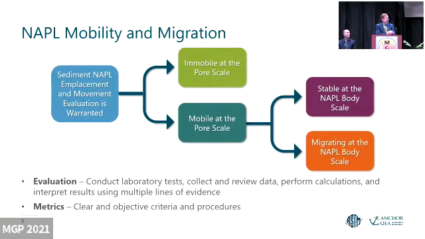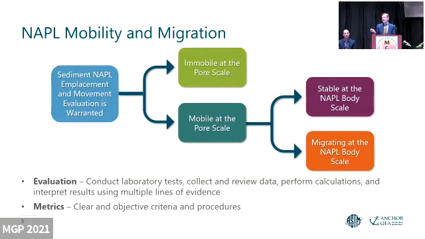Another possibility is that the NAPL is mobile at the pore scale. And in that case, that branches out into other criteria that need to be assessed. If the NAPL is capable of moving from pore to pore within its current distribution, then the question is, can it move someplace else? I mean, can that three-dimensional extent actually grow? If it can't, if it's trapped at the perimeter by capillary restrictions, then the NAPL is stable at the body scale.